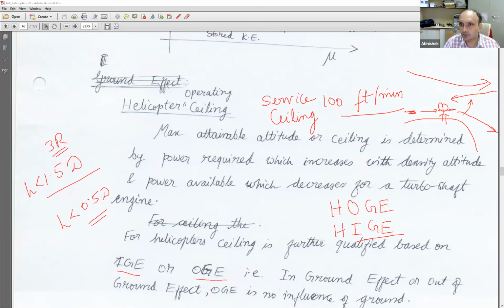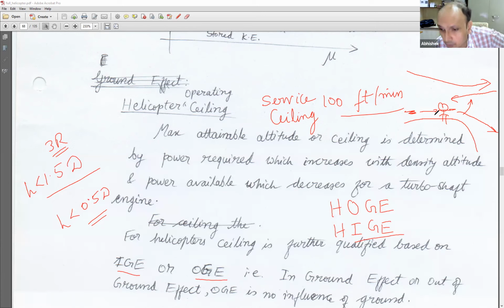So this is the kind of scenario, like when they're delivering packages in Siachen. Siachen is where you are flying at 18,000 feet, 20,000 feet kind of altitudes. So there, you are actually operating at the limit of your power.